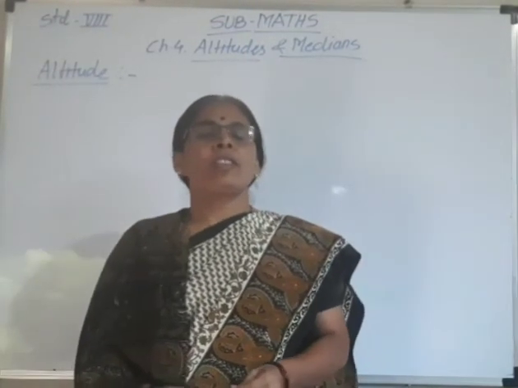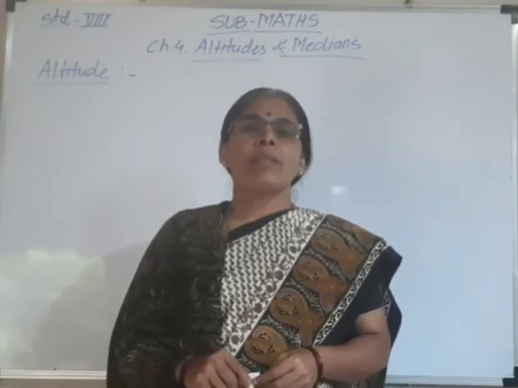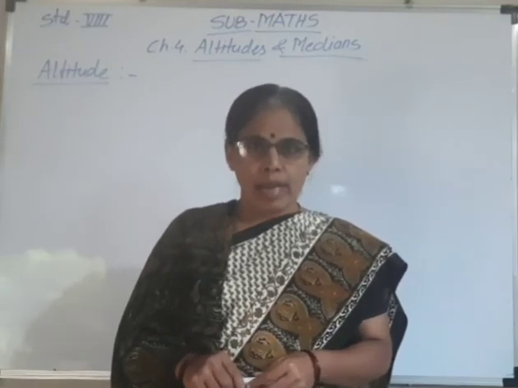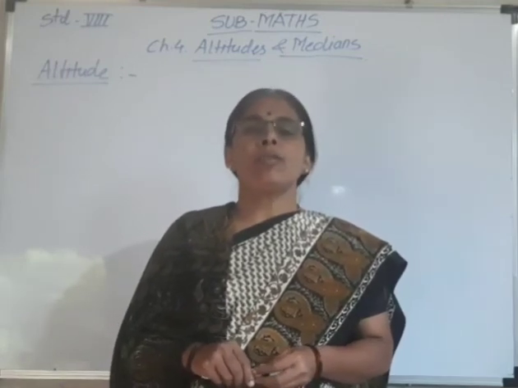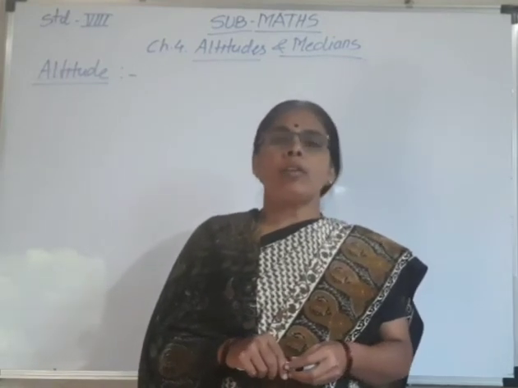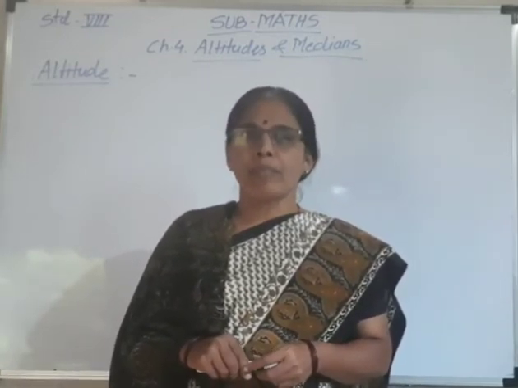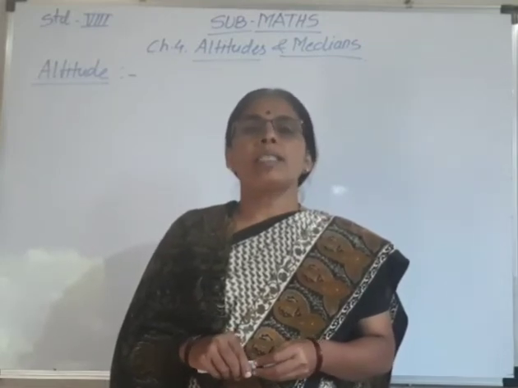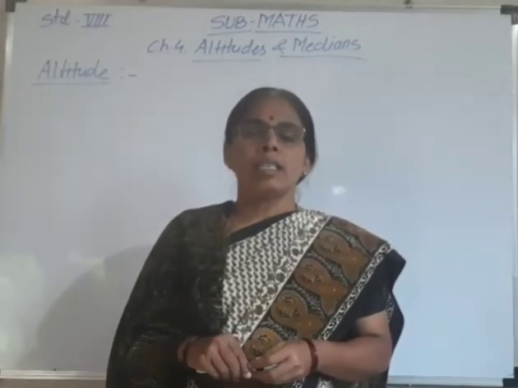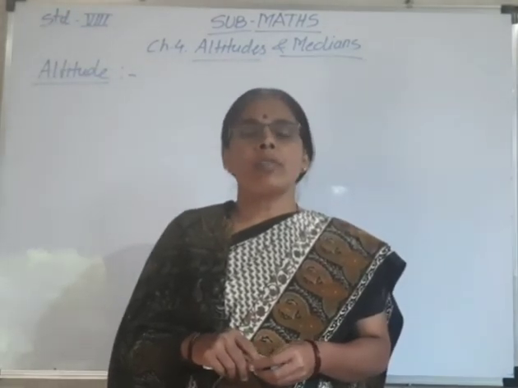Good morning, students. In the last year, we learned about angle bisector and a perpendicular bisector. The point of concurrence of angle bisector is called incenter, and the point of concurrence of perpendicular bisector is called circumcenter. The point of concurrence means three or more than three lines are intersecting in a single point, then that point is called point of concurrence.